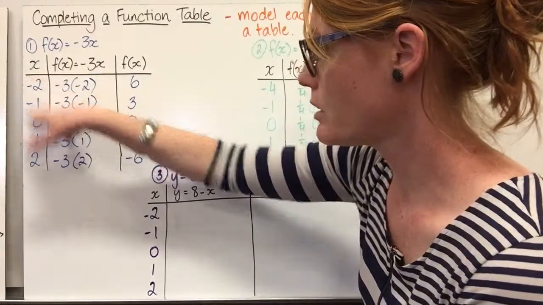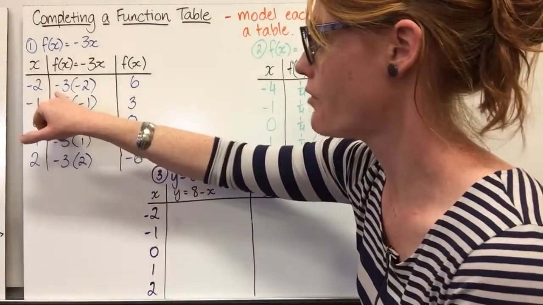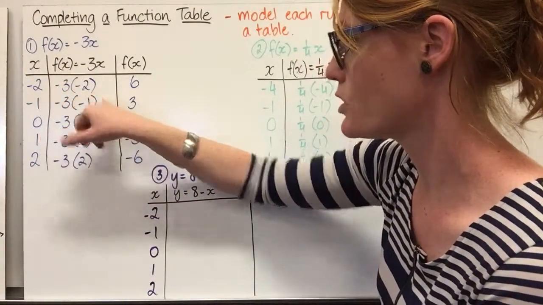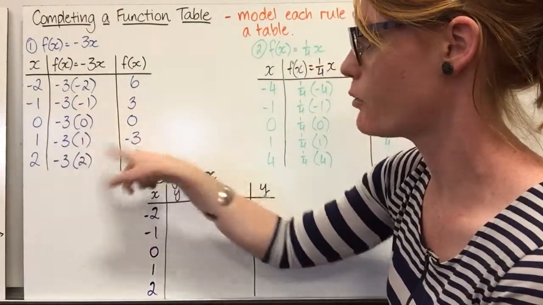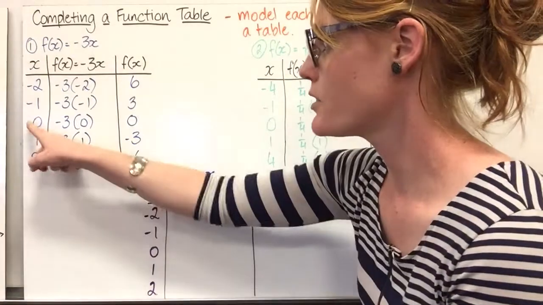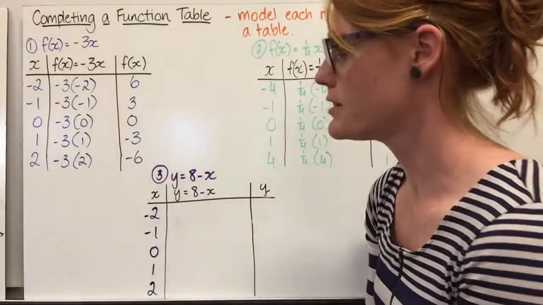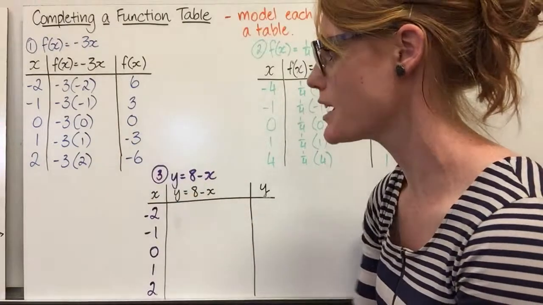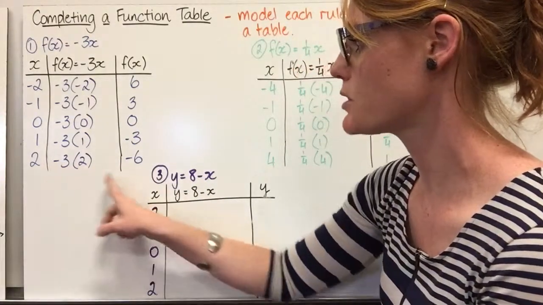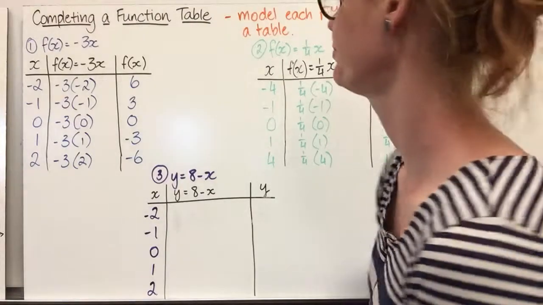So plugging our input values into our function, we have -3 times -2, which gives us 6. For -1, we have -3 times -1, which gives us 3. For 0, -3 times 0 is 0. For 1, -3 times 1 is -3. And for 2, -3 times 2 is -6.